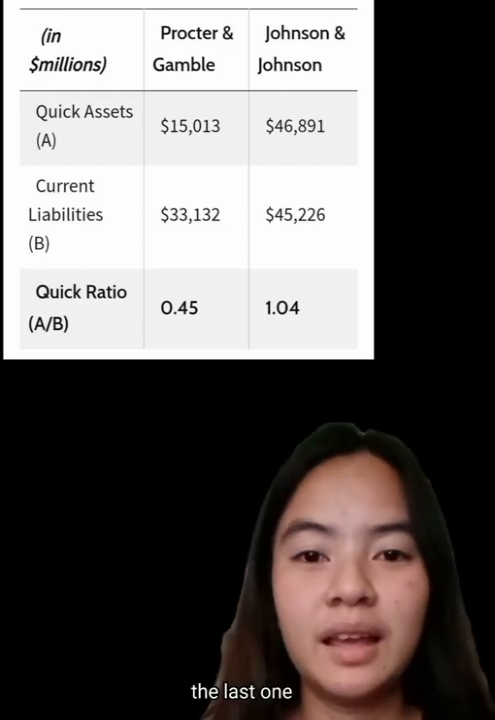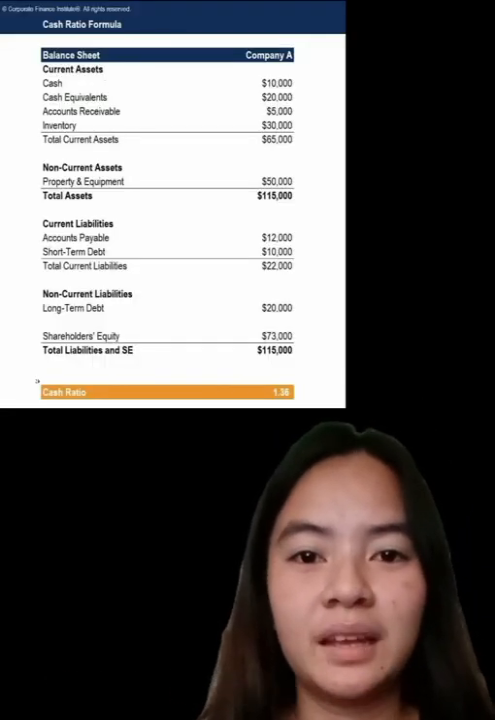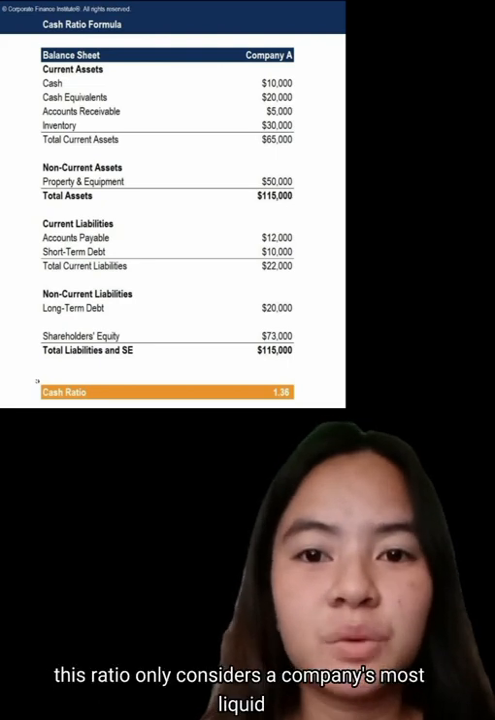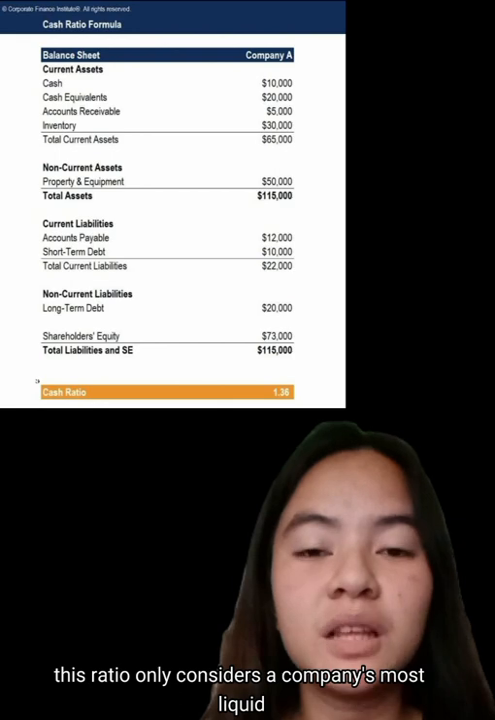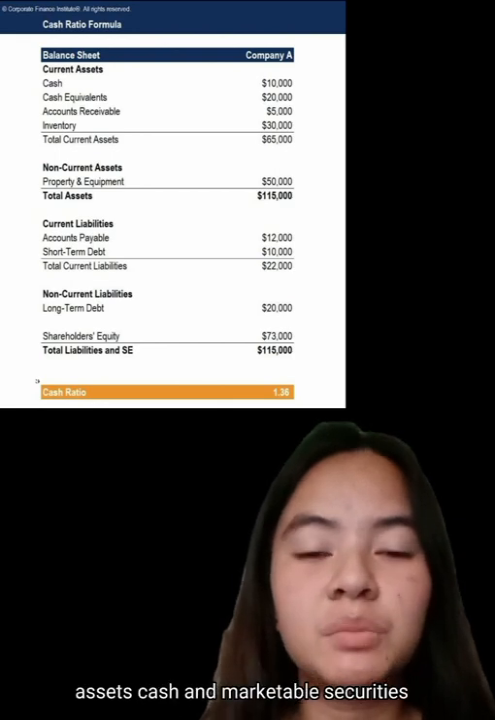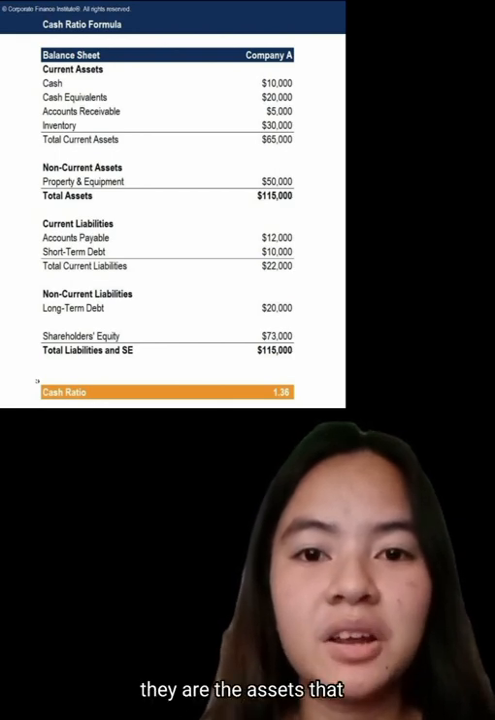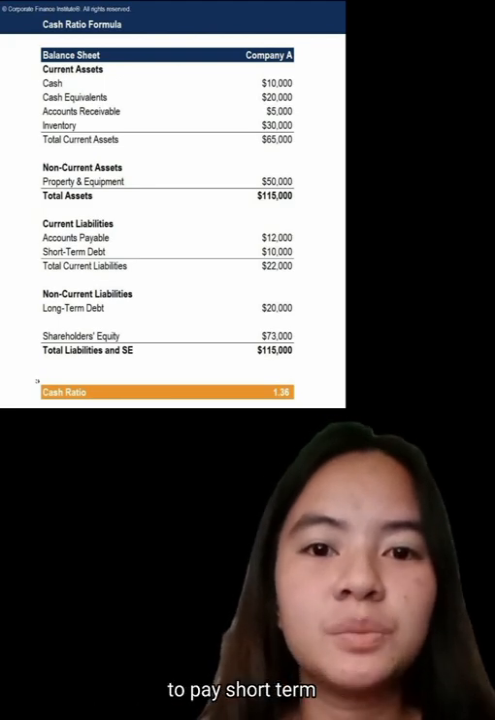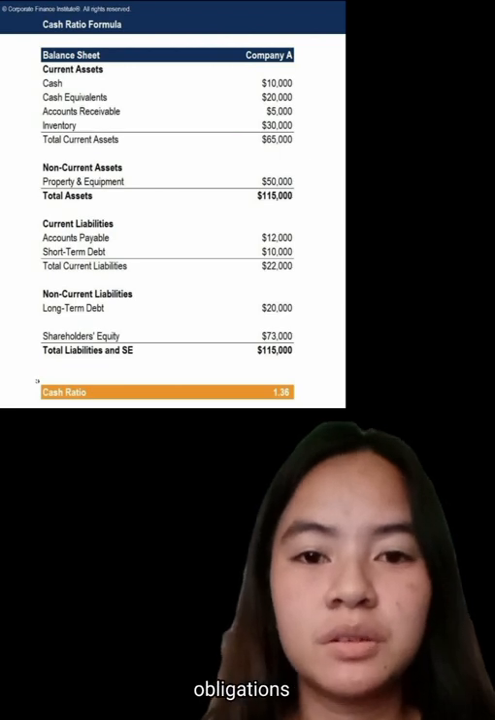The last one is the cash ratio. The cash ratio takes the test of liquidity even further. This ratio only considers a company's most liquid assets, cash and marketable securities. They are the assets that are most readily available to a company to pay short-term obligations.